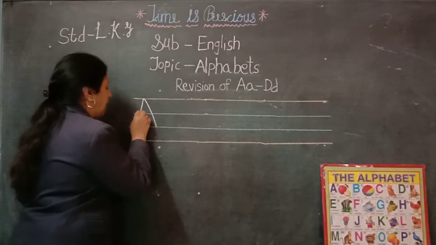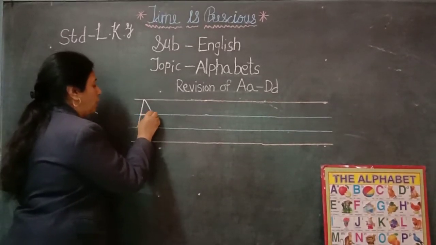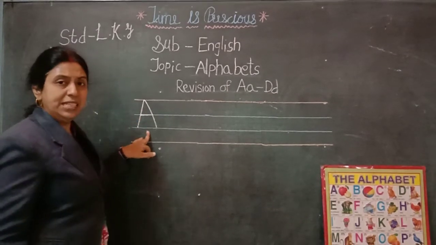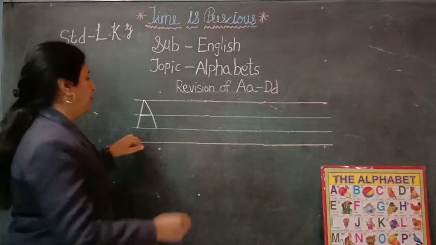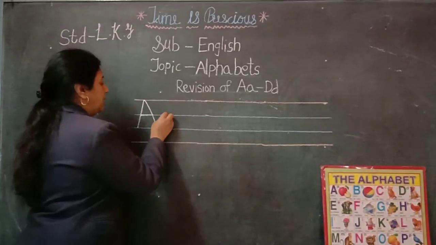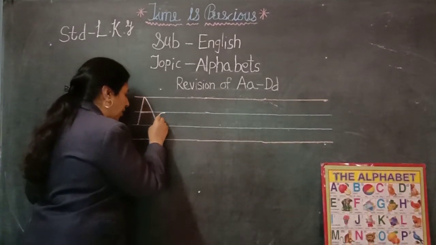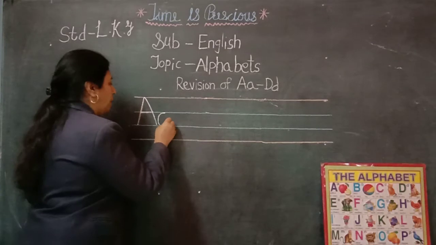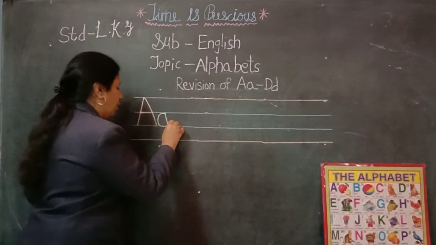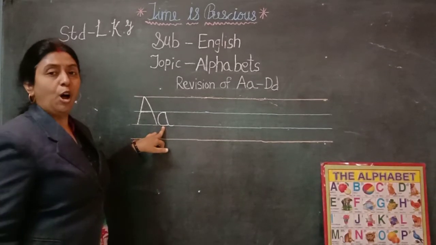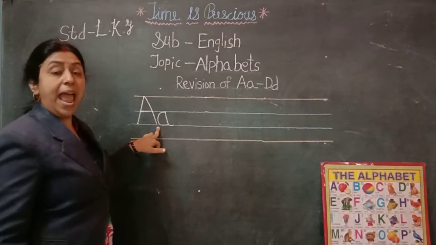And a sleeping line on the first blue line. Which letter is this? Capital A. And now start small a. From the first blue line, make a curve, a big curve and a small curve. Which letter is this? Small a. A sounds A.